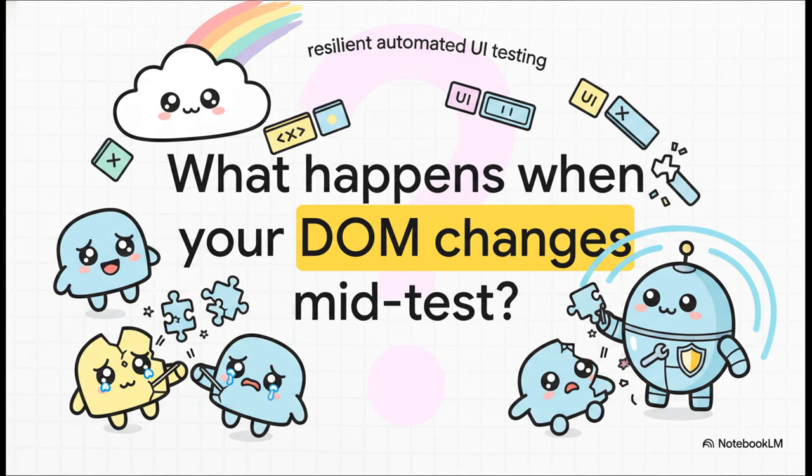Have you ever actually asked yourself what happens when your DOM changes mid-test? It is a massive, massive pain point. Traditional testing tools rely on these brittle selectors that just completely break the second a UI updates or a framework re-renders a component. But Playwright handles this entirely differently.